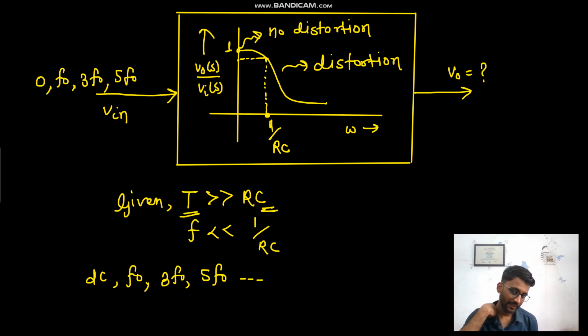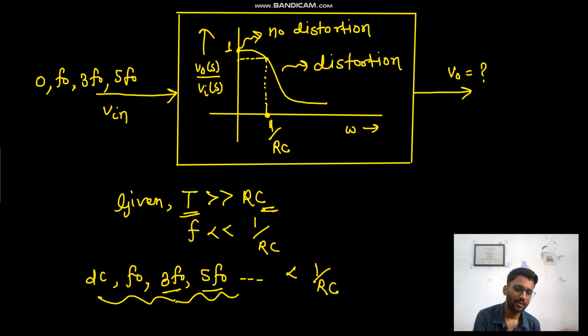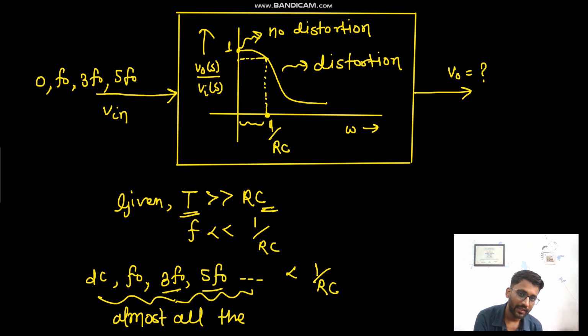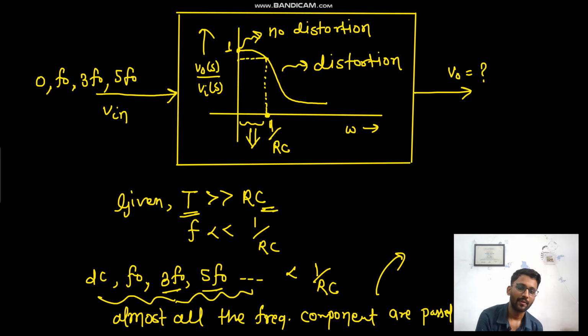So the input frequency is very much less than 1 by RC. All these components DC, f0, 3f0 will be lesser than 1 by RC. With time the value is increasing, it can go near to 1 by RC, but it will be lesser. So almost all the frequency components are lying in this region, and are passed with minimum attenuation.